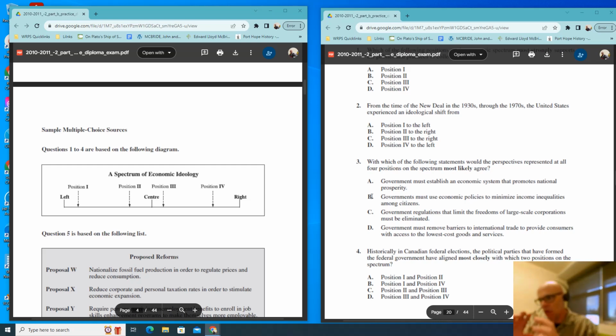Well, they all want their nations to prosper, but they differ as to what amount of government regulation or government control is necessary to achieve that. So we could definitely see a pull to that one. So I might put a maybe next to that. Government must use economic policies to minimize income inequalities. Well, capitalists would not want to see government try to respond to income inequalities.